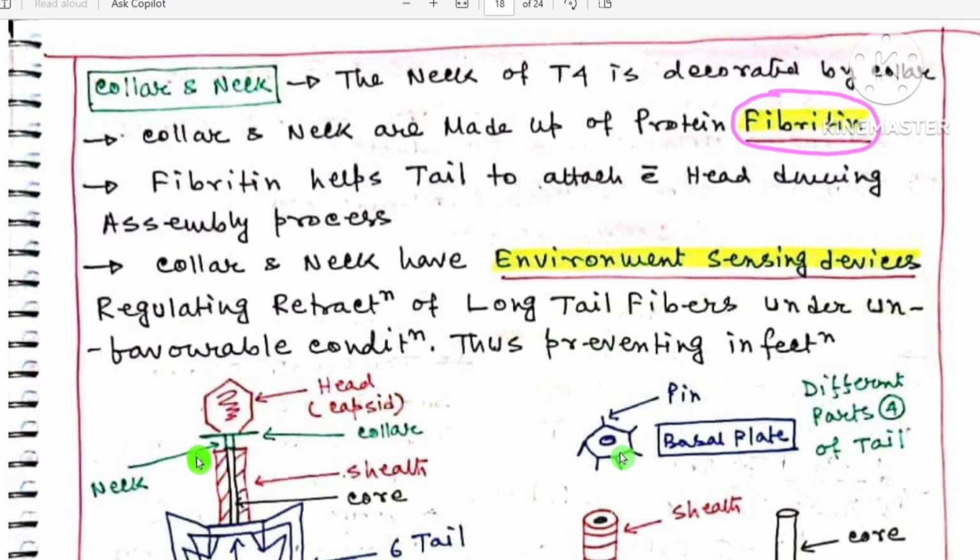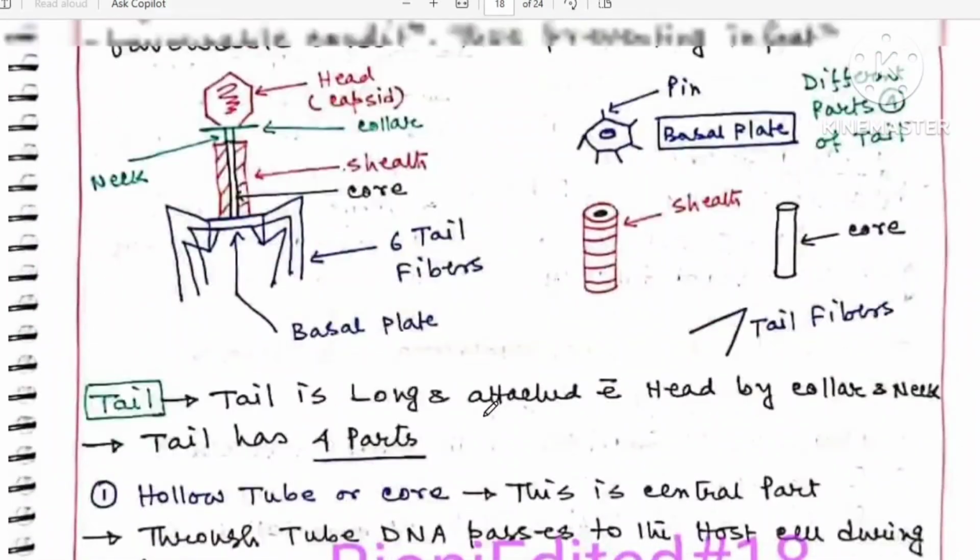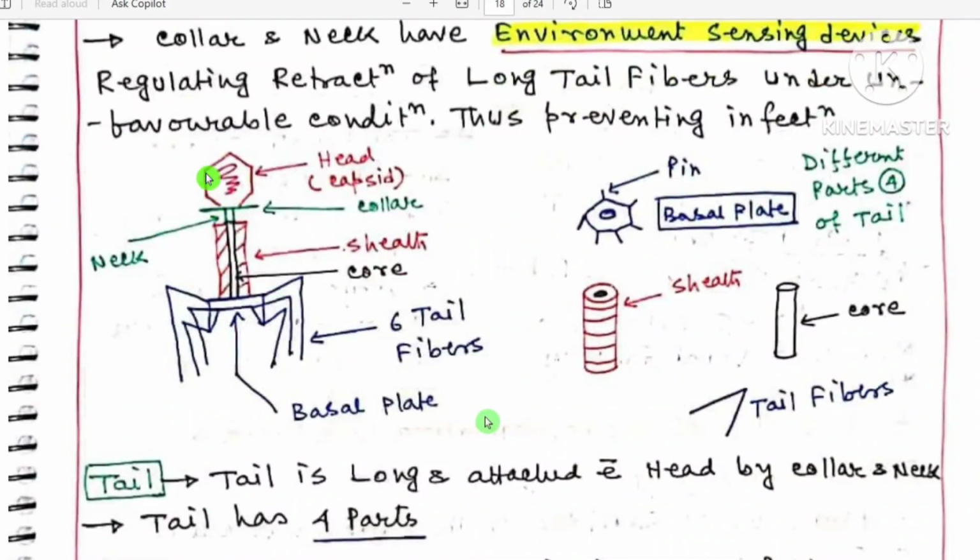Right? This is a full diagram of a bacteriophage, the T4 phage. In this T4 phage you can see the head, and this head is made up of capsid. There is also a tail, and in between the head and tail the neck is present, and the neck is decorated by the collar, right?